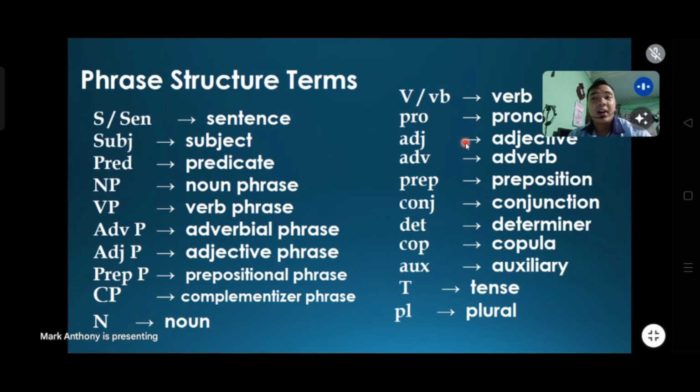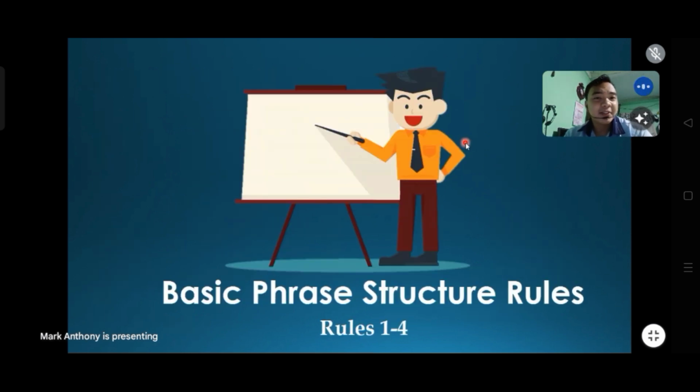Here are some of the phrase structure terms that we'll be using later on in creating phrase structure trees. You can pause the video to take a screenshot, or perhaps write it down on a clean sheet of paper so that you'll be able to understand the terms that we're using. I think that you're now done. So let us proceed to the different basic phrase structure rules. We have rules 1 to 4. So without further ado, let's begin.